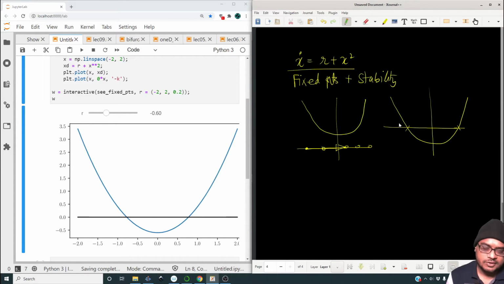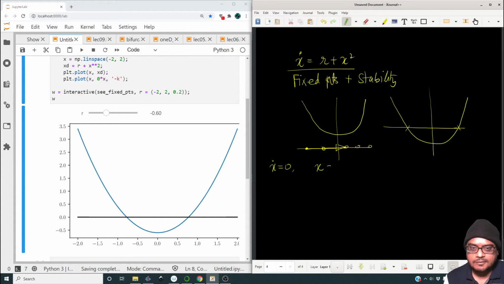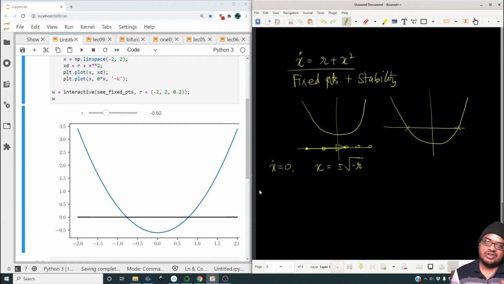So what are the values of the fixed points? At the fixed point, x dot will be equal to 0. So x will be equal to plus minus square root of minus r. So when r is positive, obviously there are no real roots. When r is negative, there will be 2 roots. When r is 0, there will be 1 root, which is x equal to 0. So what is happening as we are changing the control parameter r? So r can be interpreted as a control parameter.